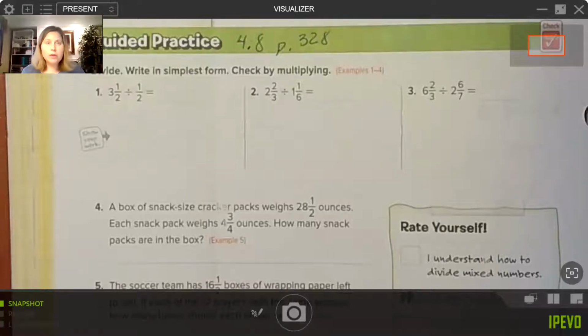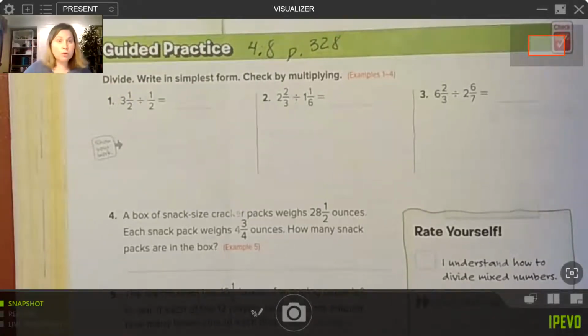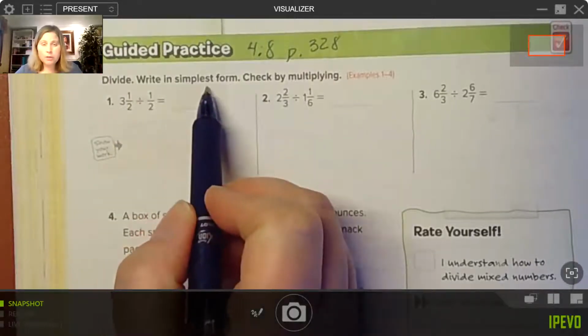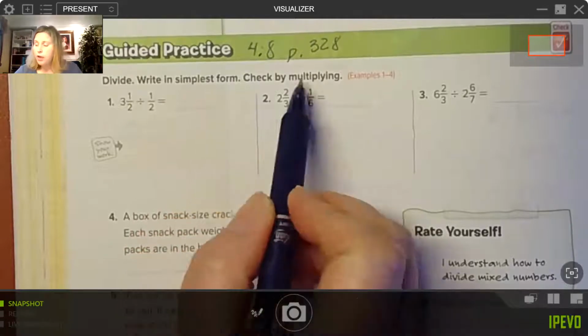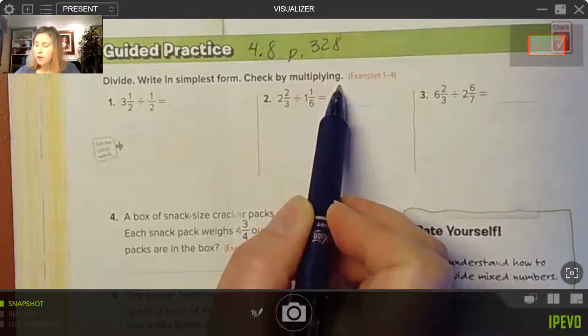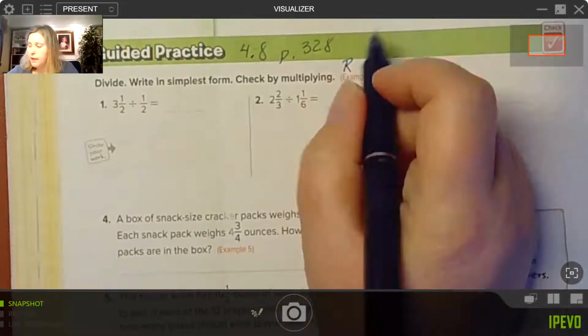So next we are looking at guided practice for chapter 4, lesson 8. We are on page 328. We're doing some more work with dividing by mixed numbers. So mixed numbers divided by mixed numbers, or dividing with mixed numbers. So we are going to divide. We're going to write our answer in simplest form. We will check by multiplying. And then I also want to remind you to cross cancel. Remember to cross cancel.